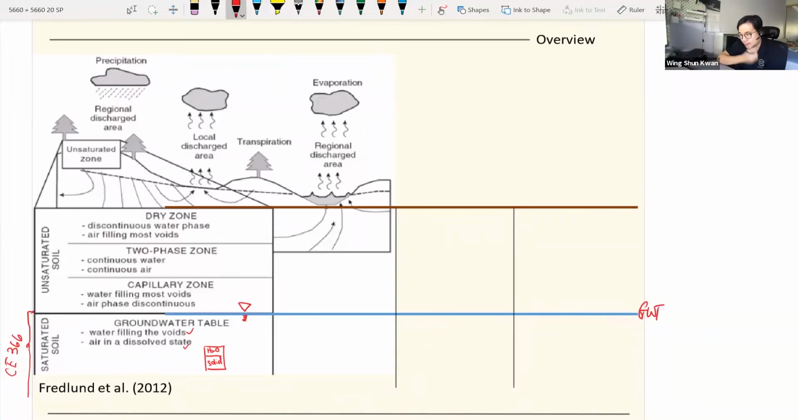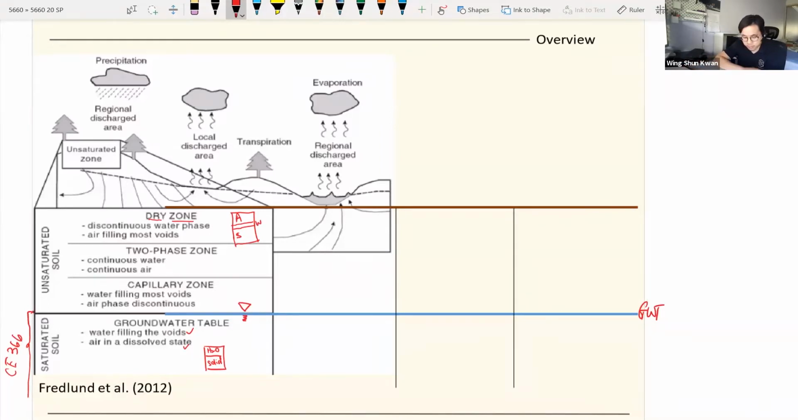But above your groundwater table, it is obvious that you have a dry zone, which means in that case you have most of the air. So you still have the solid, but the air is most of it. And you only have very little water right there.